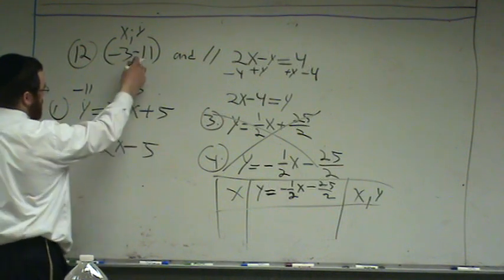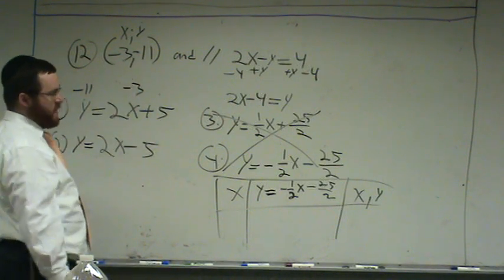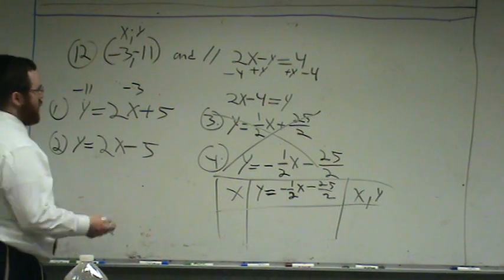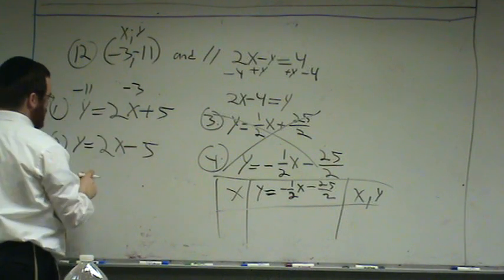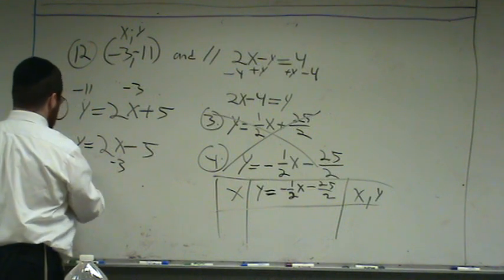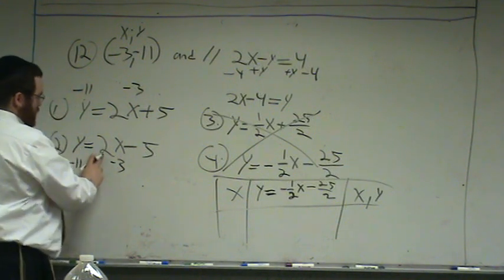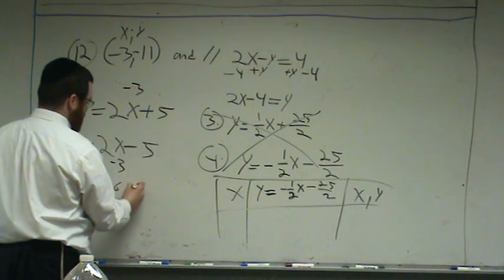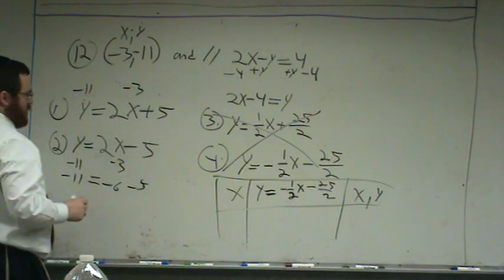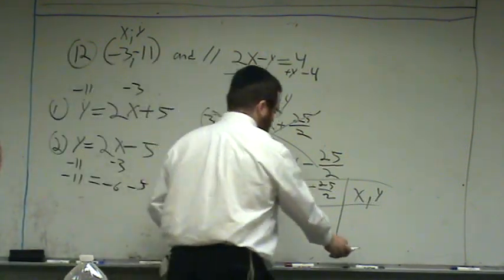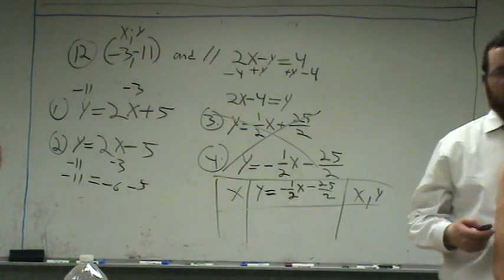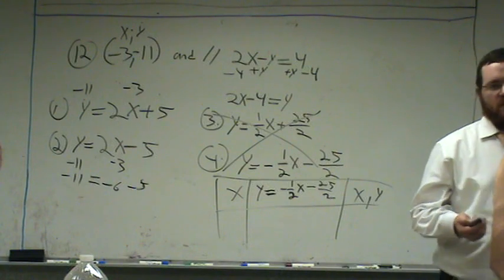Let's plug in the point that the line is supposed to go through, x and y, into the equation of the line parallel to 2x minus y equals 4. So x is negative 3, y is negative 11. So 2 times negative 3 is a negative 6, minus 5 is equal to negative 11. So therefore, answer 2 is the only correct answer. And a lot of times, when you have answers with numbers, all you have to do is plug the answer back in, and you should get the right answer.